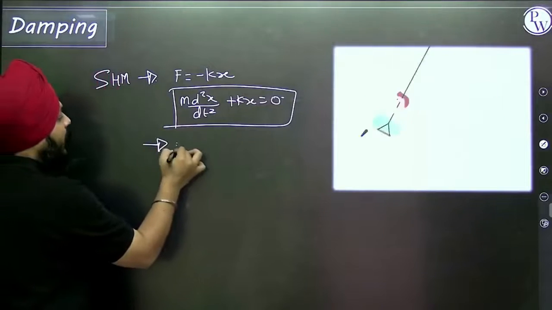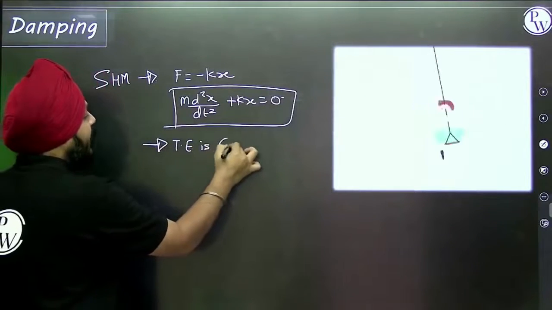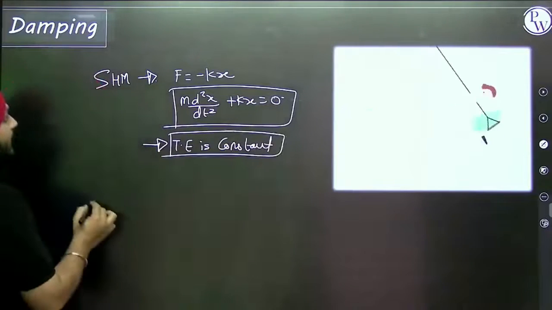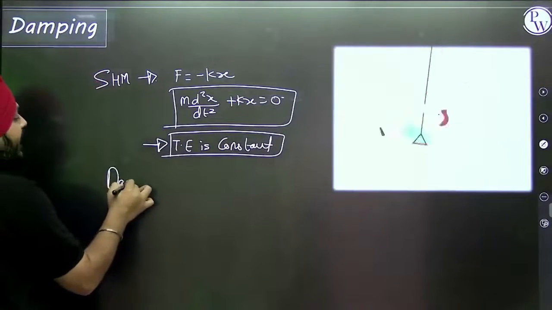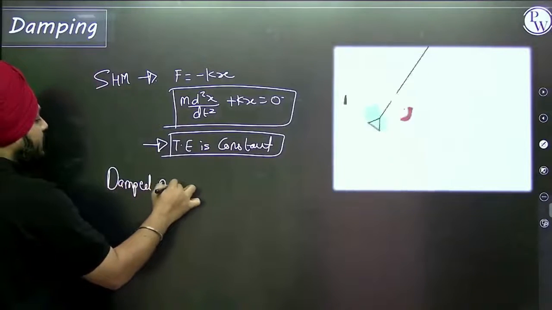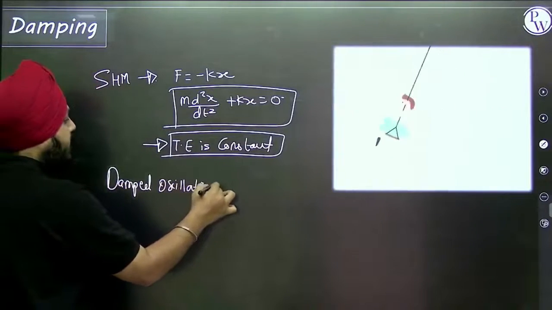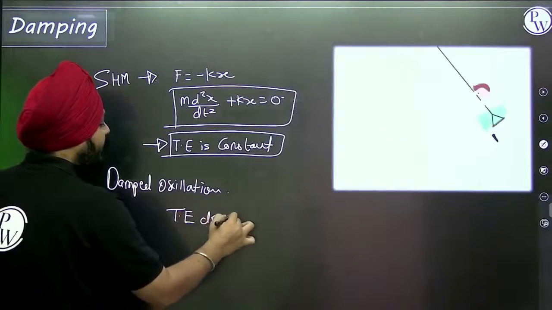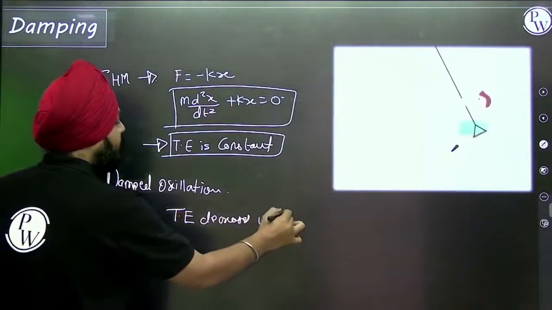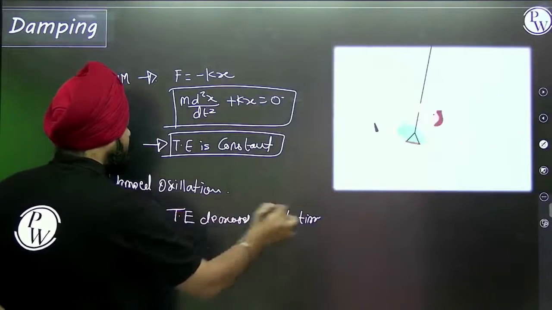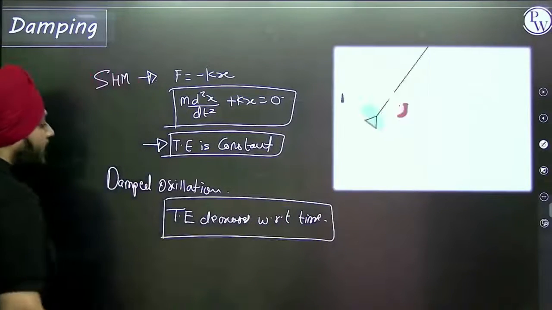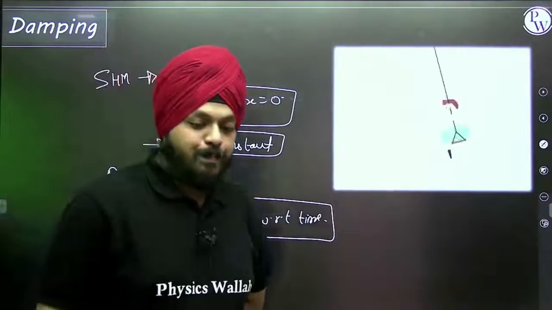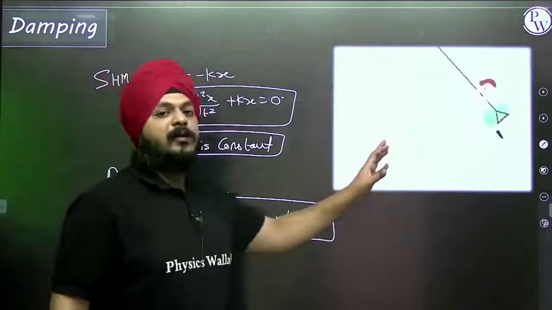The next point, total energy is constant at all points. But in damped oscillations, total energy decreases with respect to time. Total energy decreases with respect to time. You can see one example, a swing.